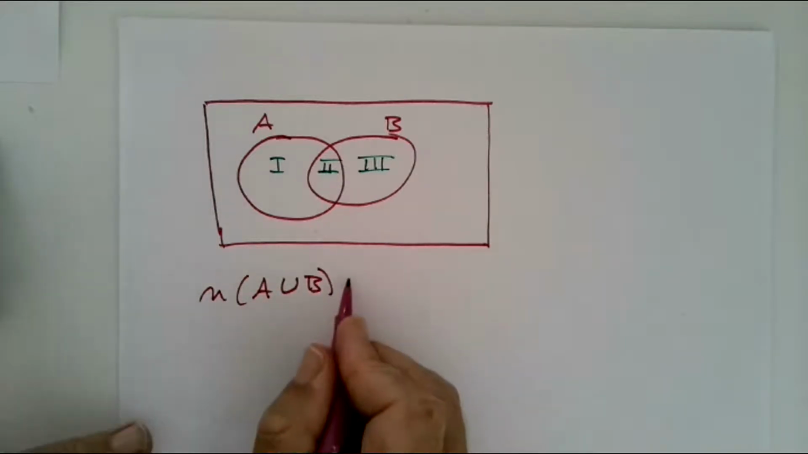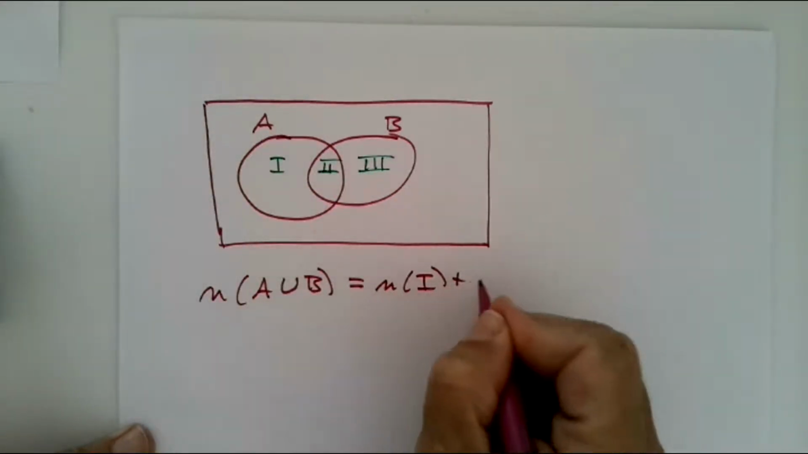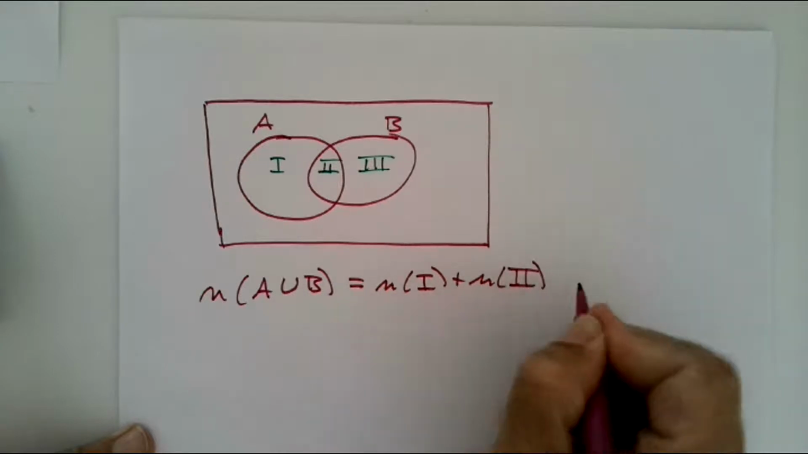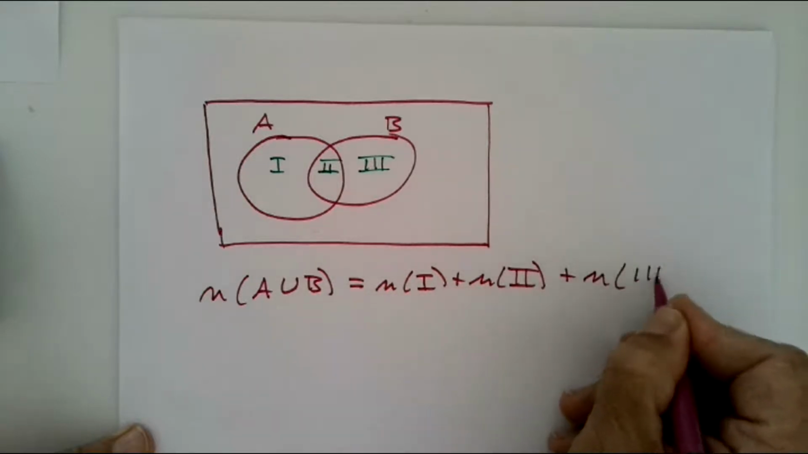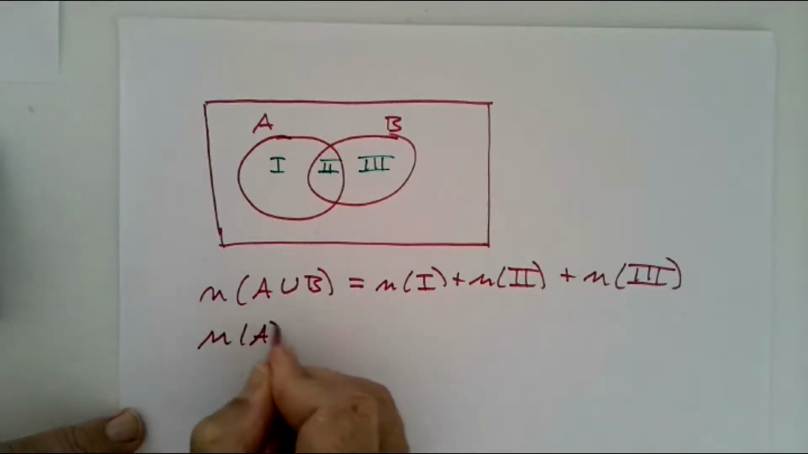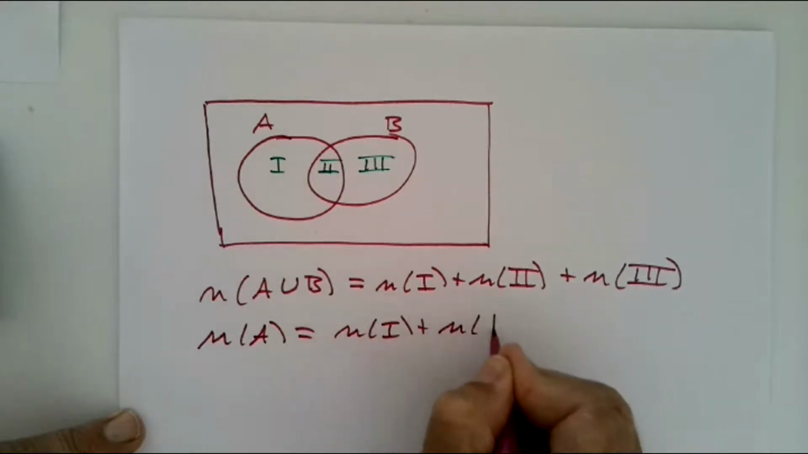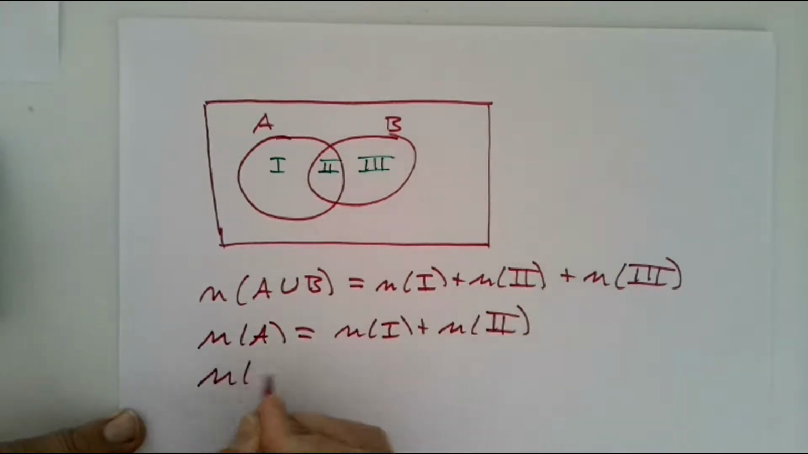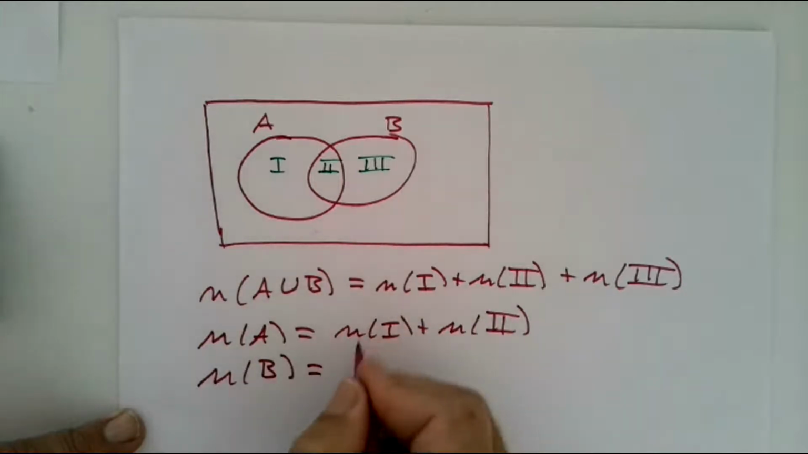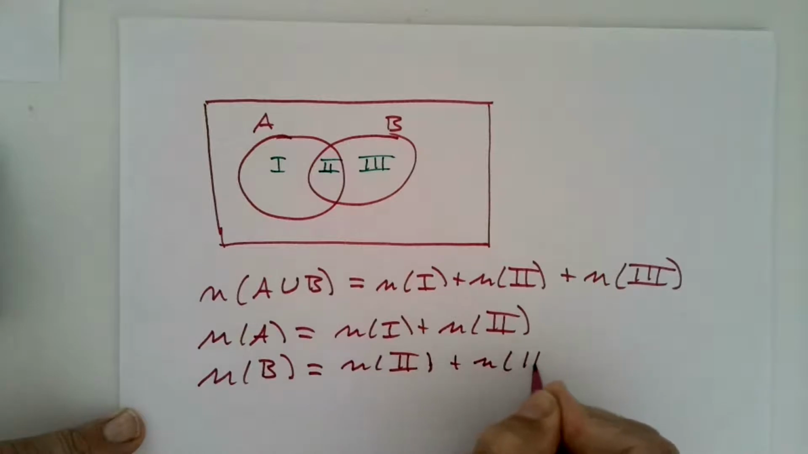Now, that would simply be what? The number of items in region 1 plus the number of items in region 2 plus the number of items in region 3. Because again, we know A union B is those 3 regions, in A or B or both. Now, what are the number of items in region A? That's 1 and 2. That's the number in 1 plus the number in 2. How about the number of items in set B? That's the number of 2 plus the number in 3.